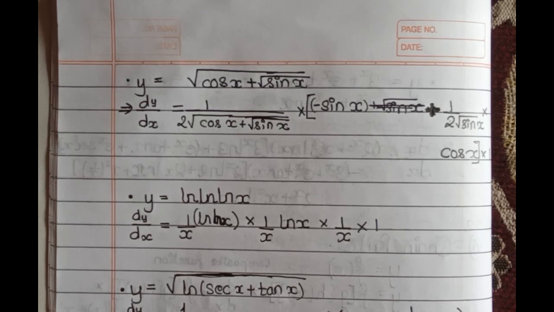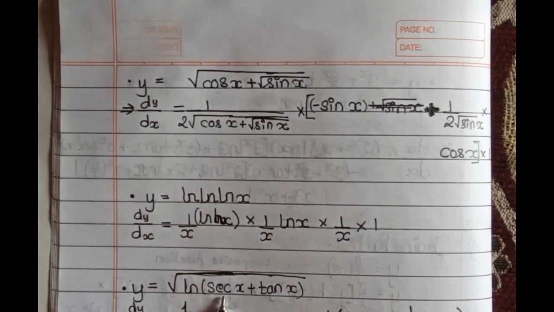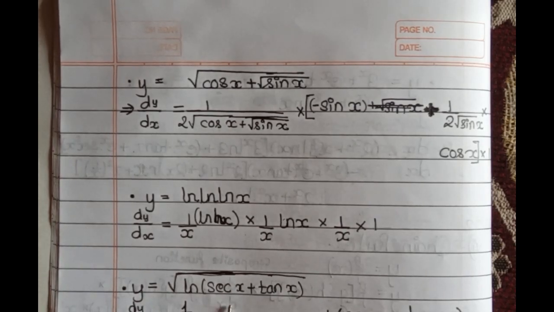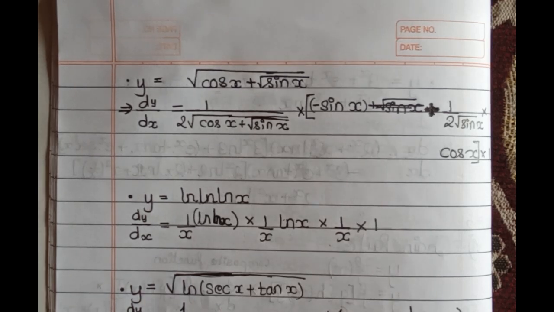Next sum, y is equal to under root ln of sec x plus tan x. Do this as your homework and also give the answer in the comment box.